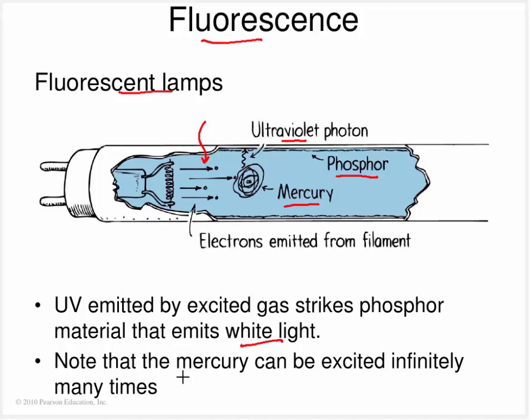One thing to bear in mind is this process doesn't have a limit. We can excite this mercury infinitely until the end of all days. The electrons will jump up, they'll come back down, and it doesn't wear the mercury out. What wears out is going to be either the transformer or this part right over here.